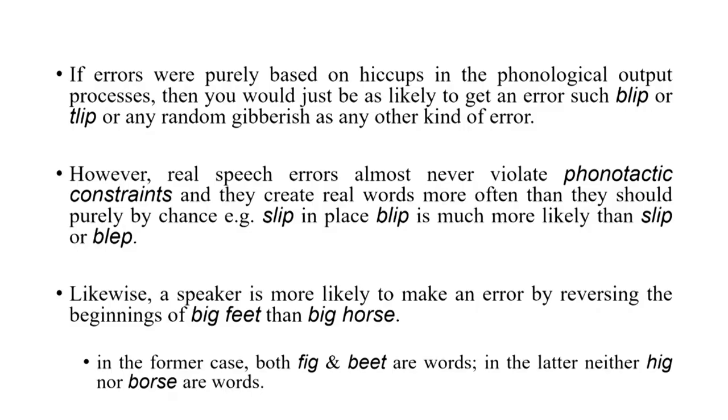Let's look at this a bit more closely. Now, if speech errors simply reflected random errors in phonological units and random selection of phonological units or execution of articulation, there would be no reason why sound exchanges almost always would result in an actual word being produced, because then there is no pattern to it, there is no constraining, there is no scaffolding. However, if errors were purely based on hiccups in the phonological output, then you would just be as likely to produce an error such as blip or clip or any random gibberish sound.